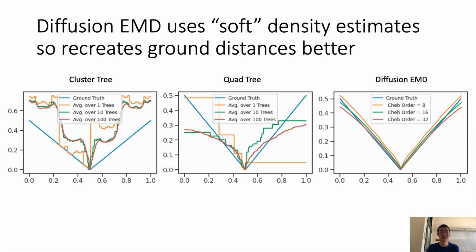In this paper, we show that the diffusion EMD, by using soft bins, recreates the manifold ground distance more accurately than comparable methods using discrete bins, which are often described as true Wasserstein distances. Here, we show the EMD for 3 methods between a Dirac at 0.5 and other Diracs positioned along the line graph.